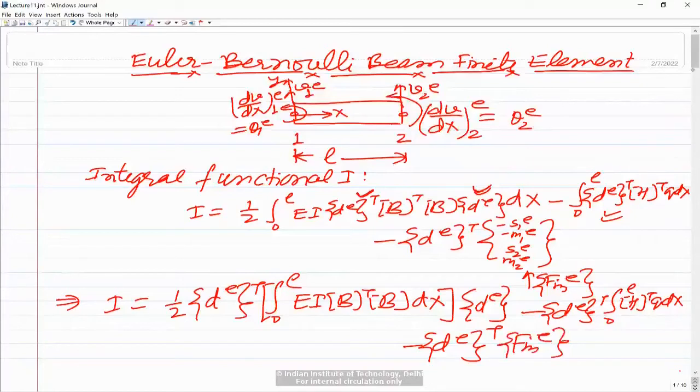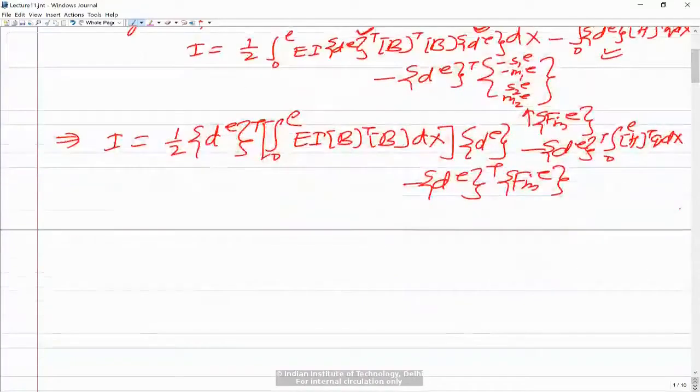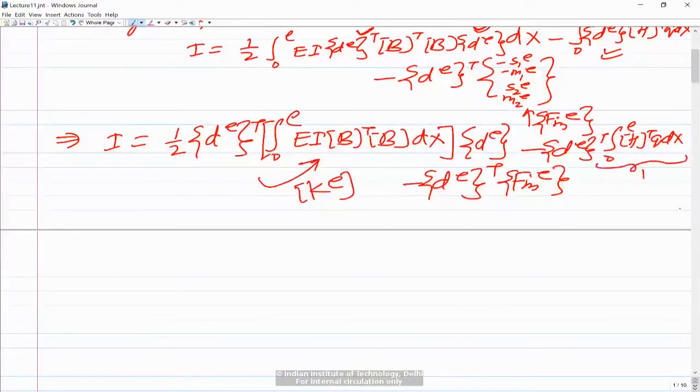Out of this, as you already know by now, we have defined the quantities. This we call the element level stiffness matrix Ke, and this term we call the external load vector f external for the element.